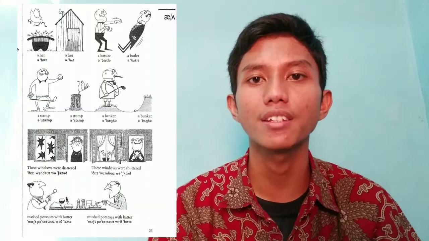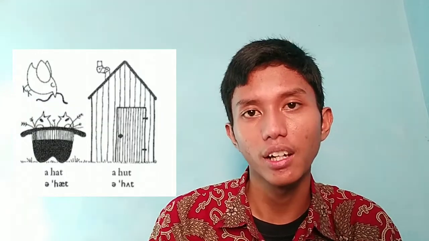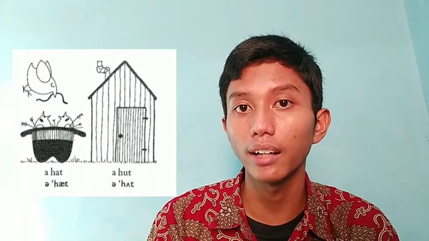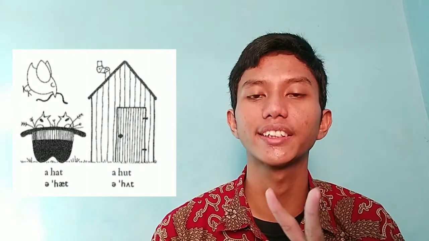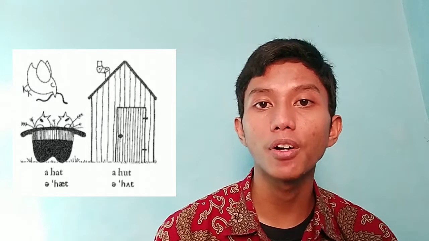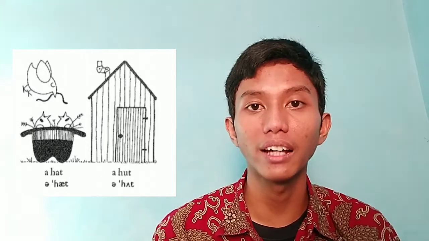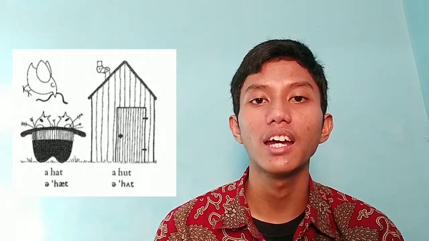Next, this is page 21. In the next page, we will be able to differentiate between A and A. For example, in this first picture, hat with hat. For example, I have 2 hats in my house. Or may I borrow your hat? And then for hut, for example, there is a hut in the middle of the forest.